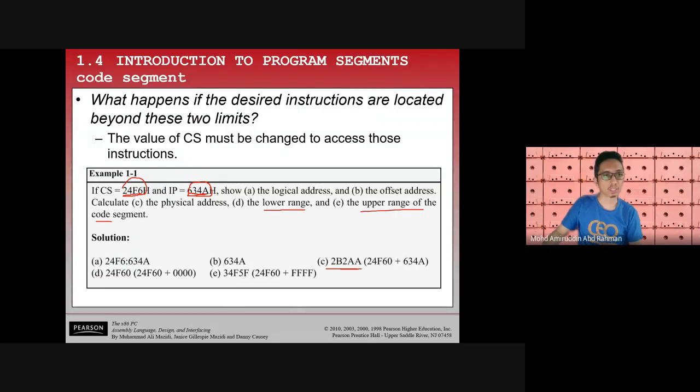For the lower range, what is it? The lower range of the code segment is 24F6, you add that with 0000, so you add a 0 at the back of there. And then the maximum one will be 24F60 added with FFFF. So you obtain this value.